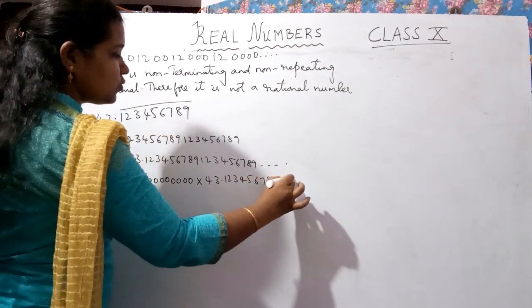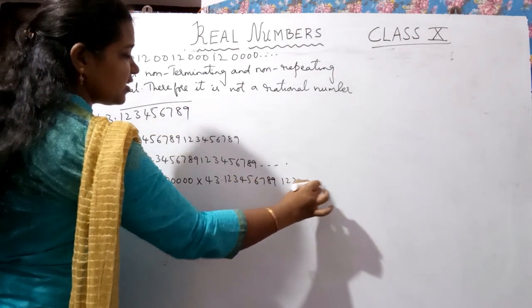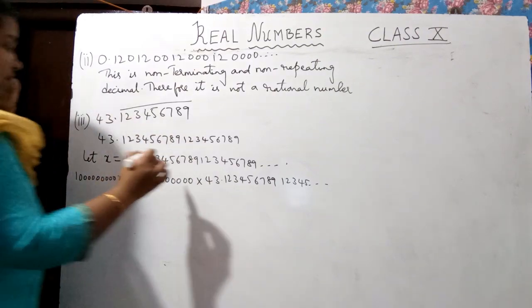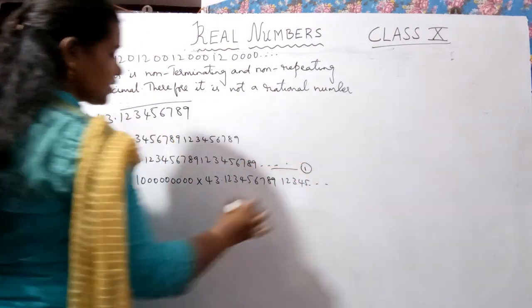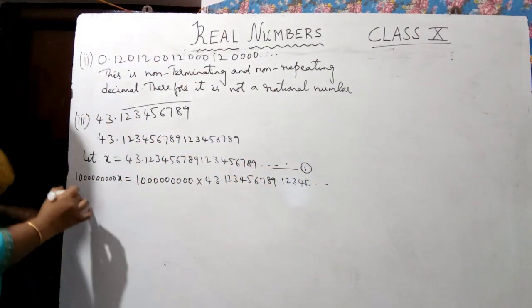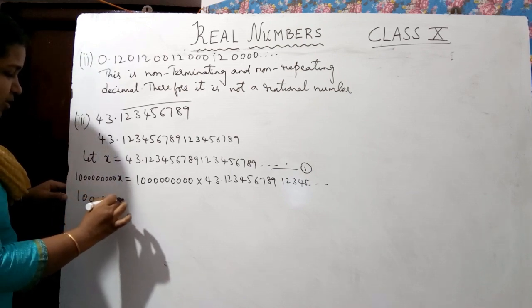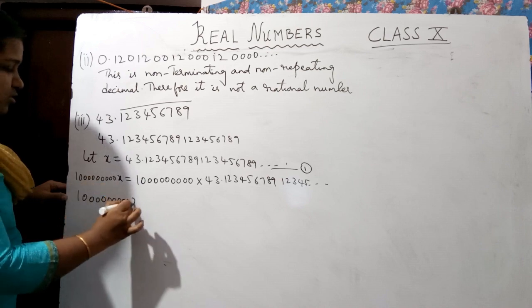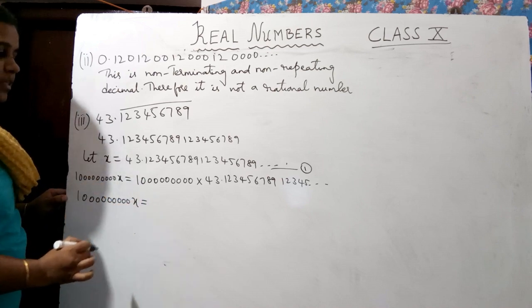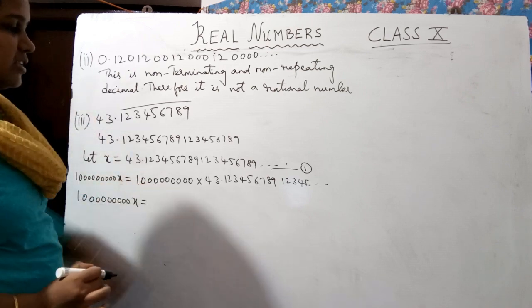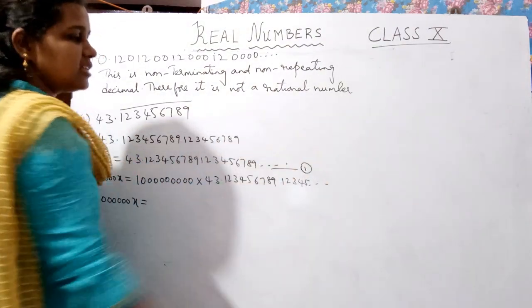43.123456789, 123456789. It goes on like this. Okay, let us mark this as equation 1. For this one, if you simplify it, you'll get 123456789 with 9 zeros into x is equal to, now because I have 9 zeros, I have to move 9 decimals.